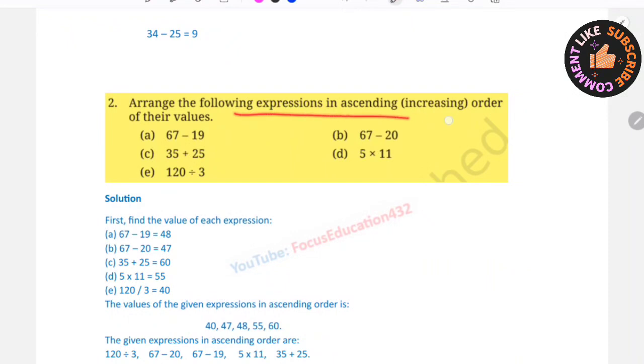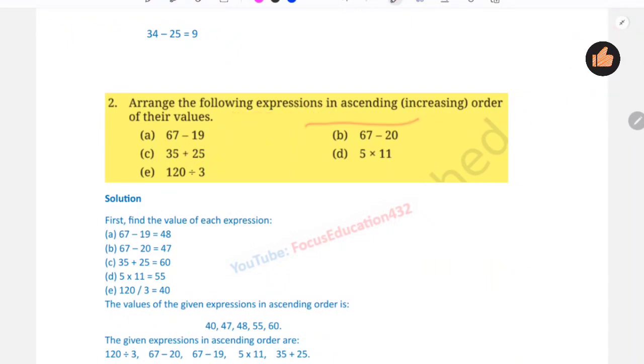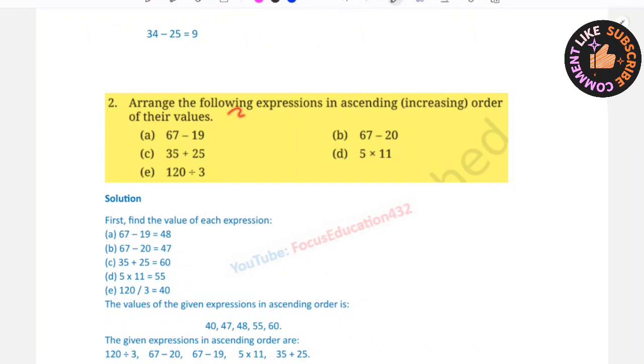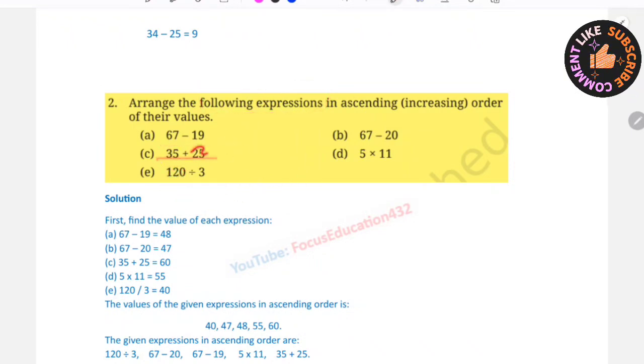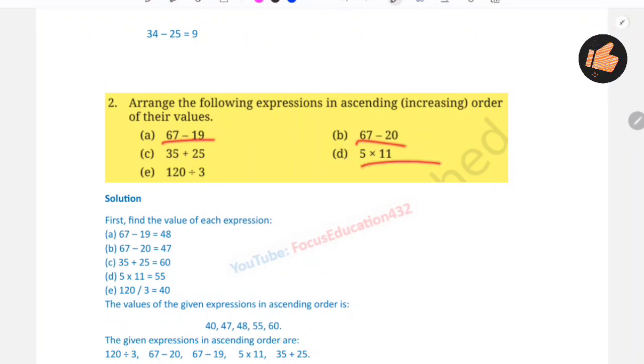Arrange the following expressions in ascending order, that is increasing order. Ascending order means increasing order, from a smaller number to a higher number. Here the expressions are given: 120 divided by 3, 35 plus 25. You have to arrange these expressions in ascending order, from smaller to higher value.